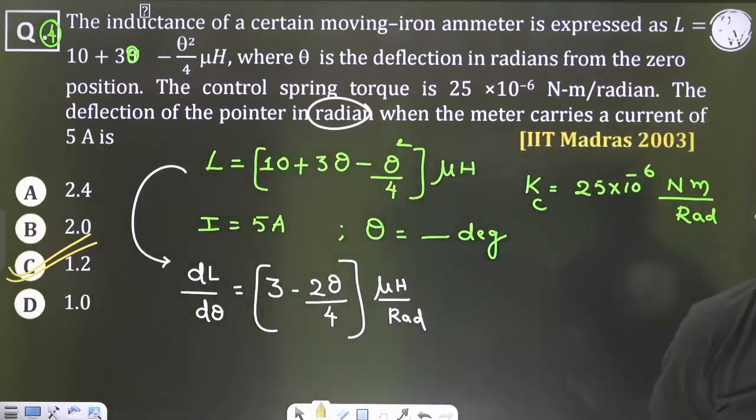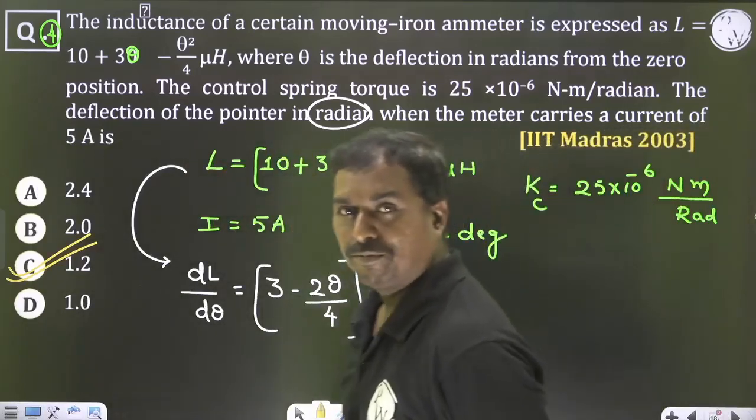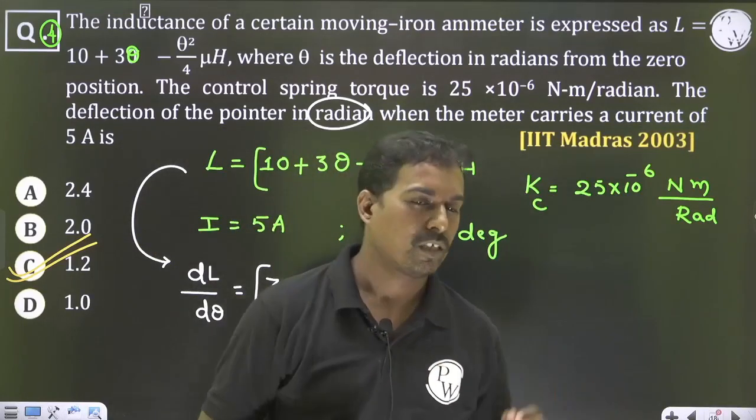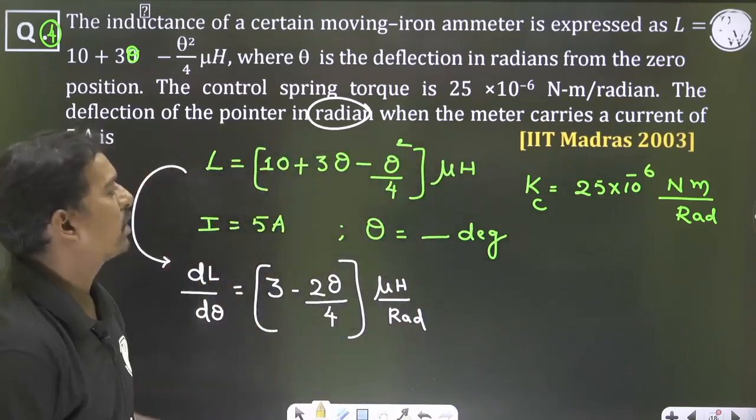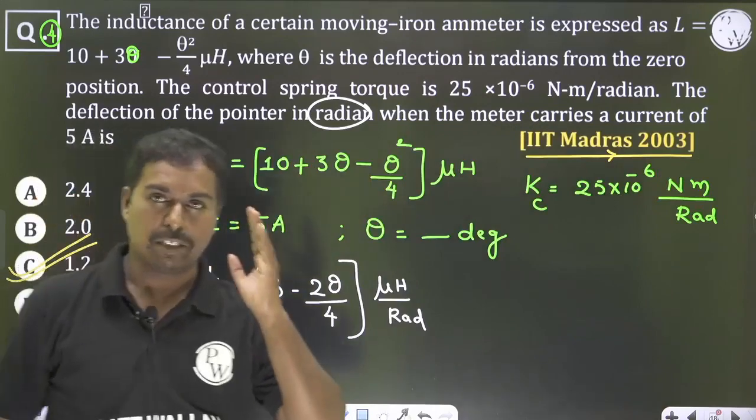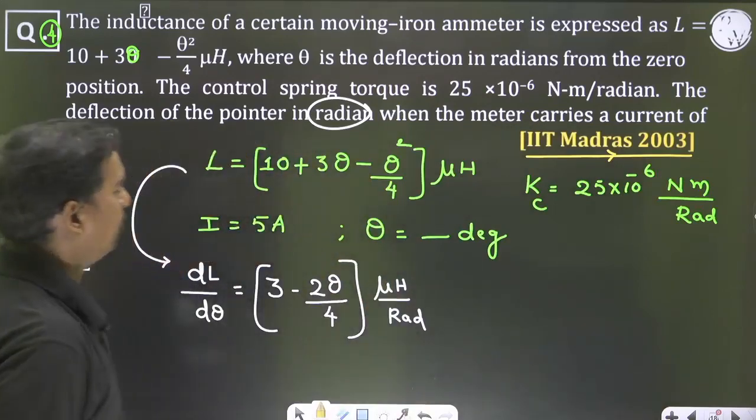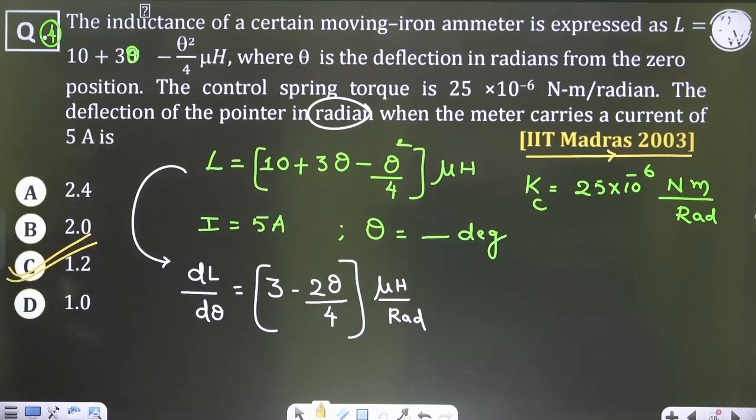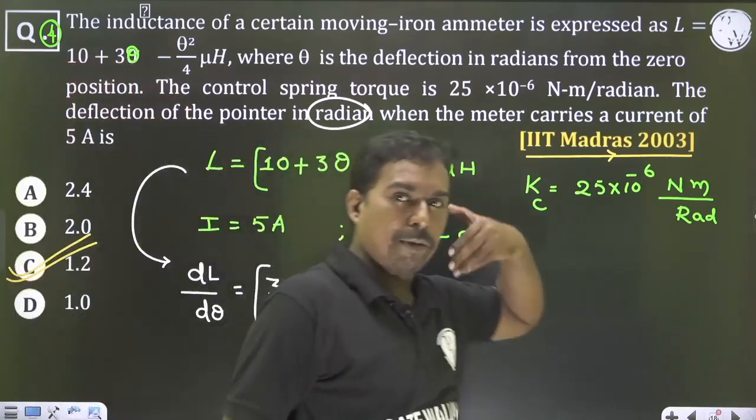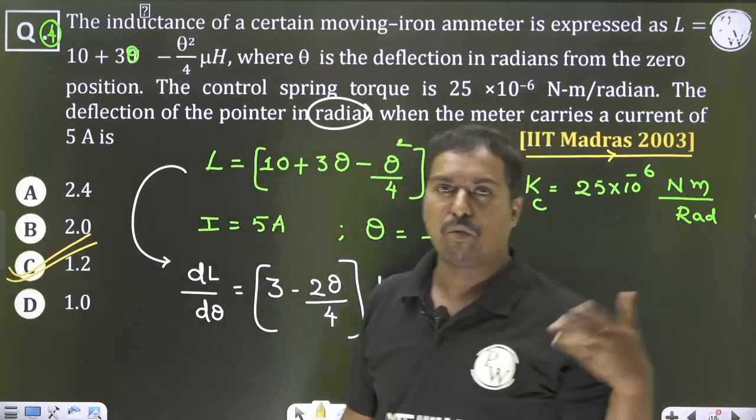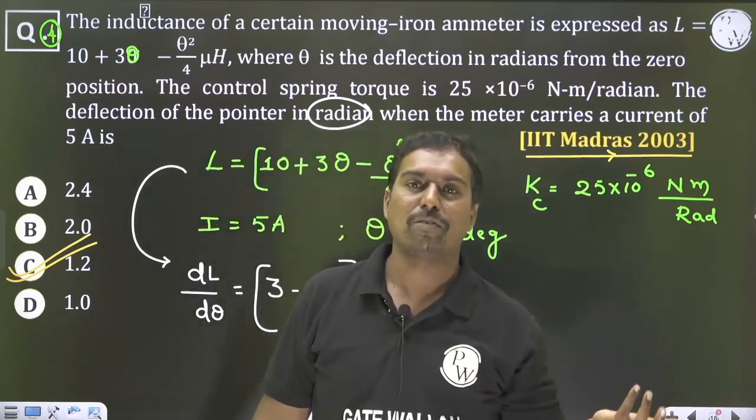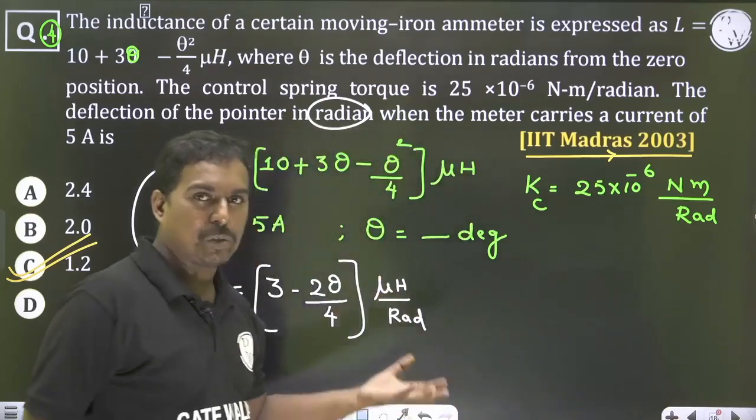Very good, quality questions. Don't miss these questions. This question was asked in IIT Madras in 2003. The inductance of a certain moving iron is expressed by an expression, and he is asking for the deflection. Very simple; this type of question will come. Compared to the previous one, which involved some derivation and calculating the C value, here he has set the numerical values so that you can easily do it.